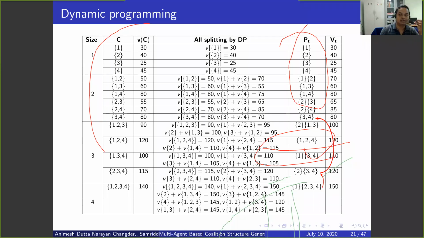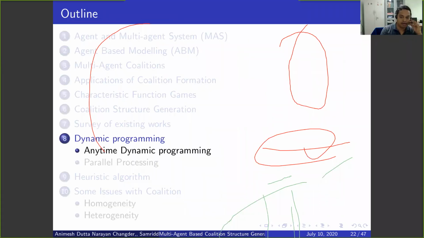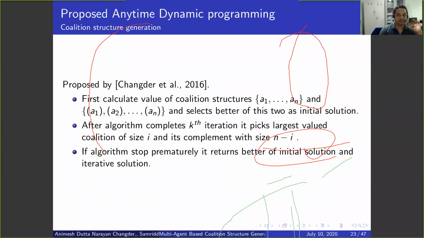Now this algorithm has been modified by my student. They modified the dynamic programming with anytime dynamic programming. This is our paper. First, calculate the value of coalition A1, A2, A3, AN together and separately, and select the better of these two as the initial solution.